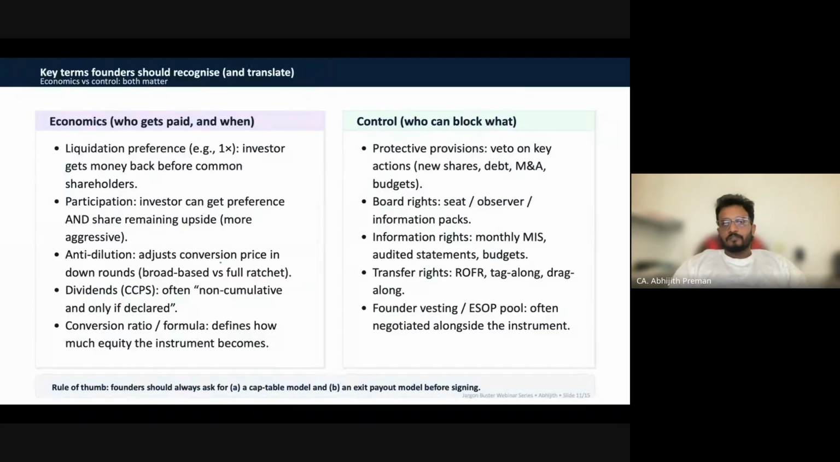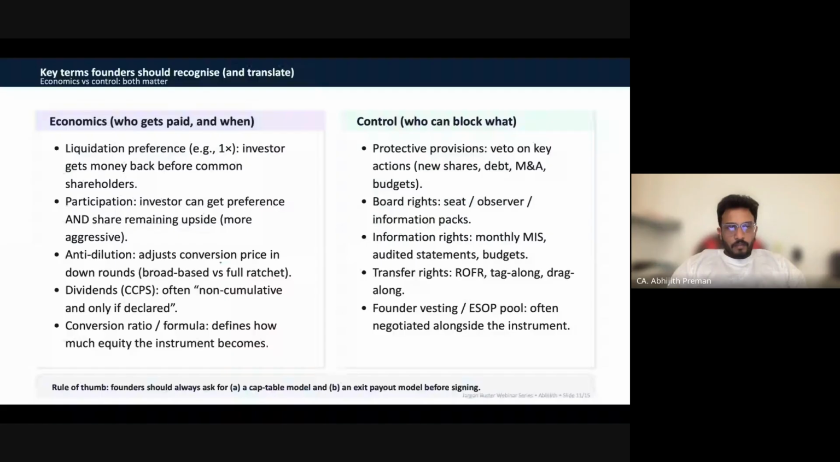Then founder vesting or ESOP pool is often negotiated alongside the instrument. So again, you have to understand all those things. There will be founder vesting, which means that if you are holding 10,000 shares in your company, the investor can put a vesting schedule on that as well. It doesn't mean you aren't holding 10,000 technically, but when I say vesting schedule, they want you to be in the company for the next 5 years. So if you exit the company in 3 years, you won't be getting 10,000 shares, you'll be getting only 5,000 shares. So they can put controls like that also.